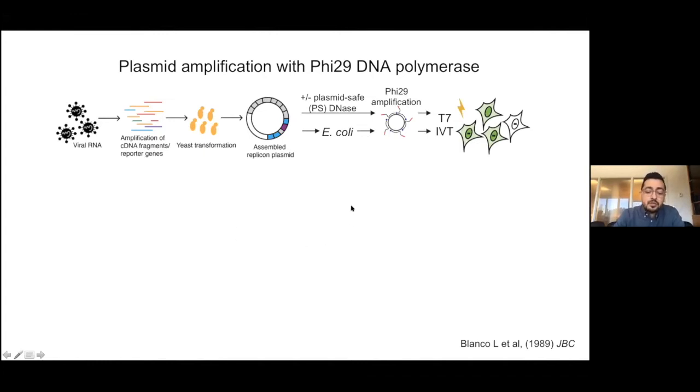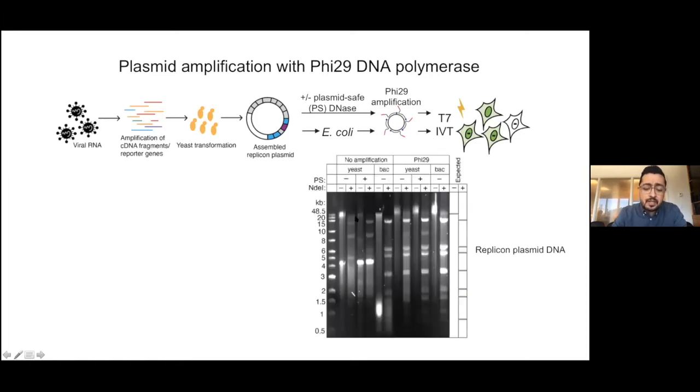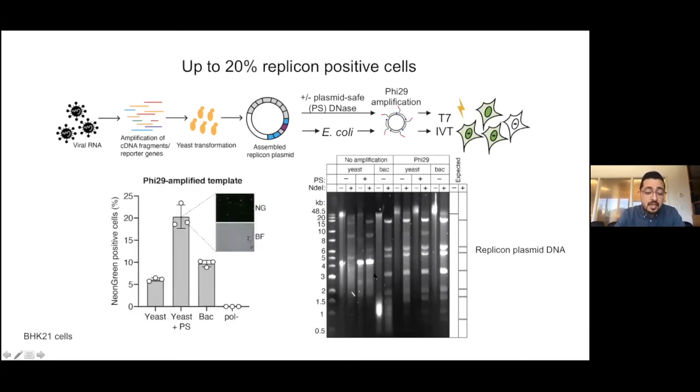To do this, we turned to the DNA polymerase from phi-29 bacteriophage. This is commonly used for whole genome amplification studies as an isothermal rolling circle amplification method with high processivity. We figured this would boost yields for our transcription reactions. Turning back to the DNA, this seems to work. In all phi-29 amplified samples, either from yeast or bacteria, we get the expected banding pattern for full-length replicon DNA.